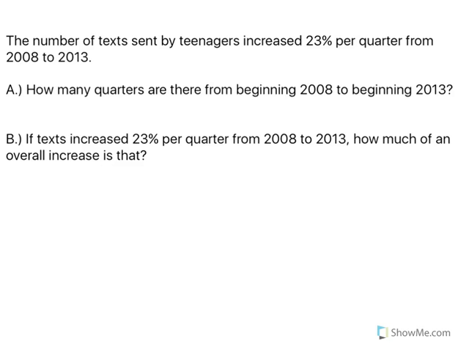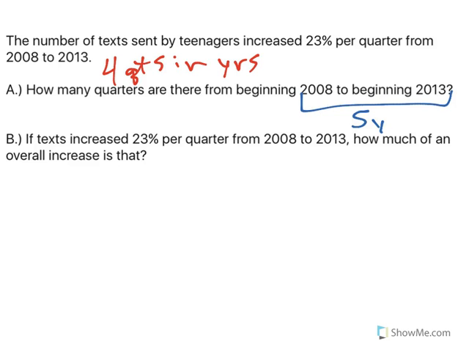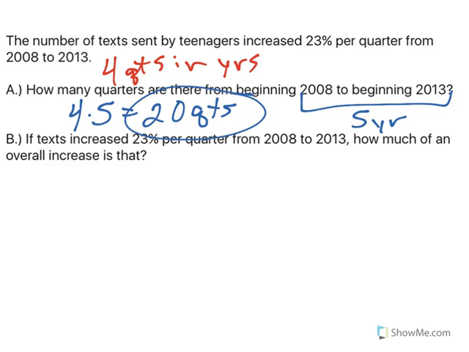Well, remember, there are 4 quarters in a year, right? 4 quarters in a dollar, 4 quarters in anything, right? A quart is 1/4 of a gallon, right? Quart means a fourth. So if you think about this, from 08 to 13, we are dealing with 5 years. So if there's 4 quarters in 1 year and I have 5 years, that means I have 20 quarters.